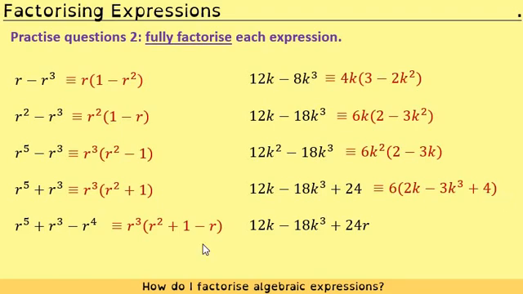And the last one, I'll do the same process. I'll look at my numbers. So 12, 18, 24. The greatest possible number again is 6. And now I'll look at the letters k, k cubed, r. So actually there isn't a letter I can take out of all 3 terms. So again, I can only take 6 outside the bracket. And I end up with 2k, take away 3k cubed, plus 4r.